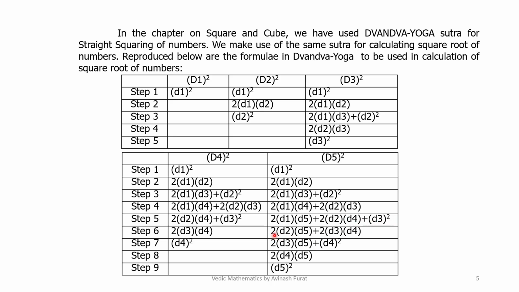Step 6 is 2 into D2 into D5 plus 2 into D3 into D4. Step 7 is 2 into D3 into D5 plus D4 square. Step 8 is 2 into D4 into D5 and step 9 is D5 square.